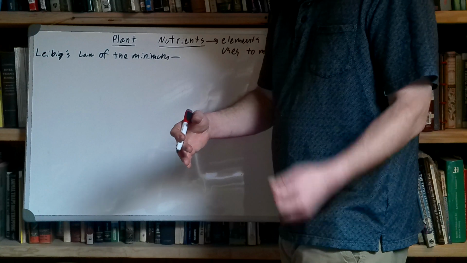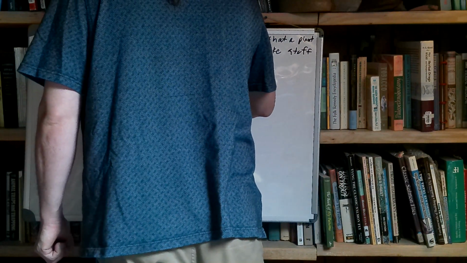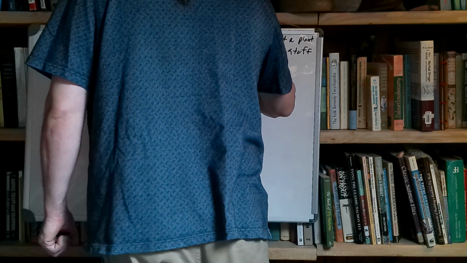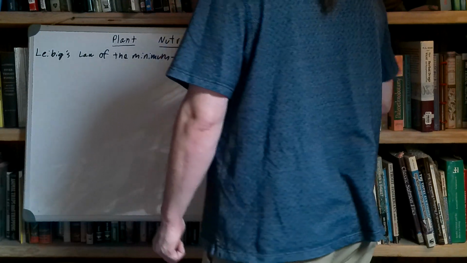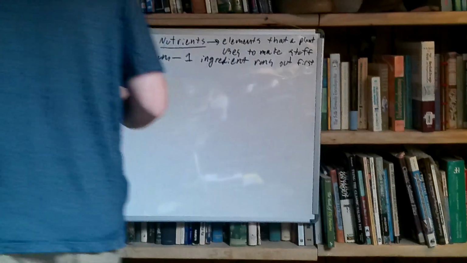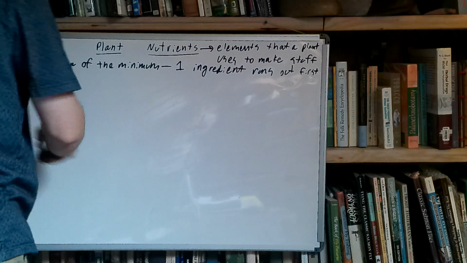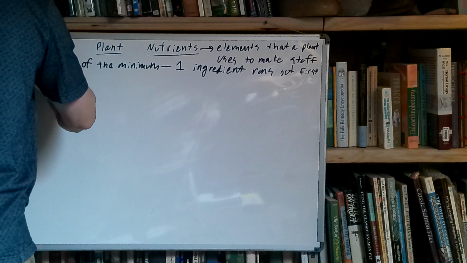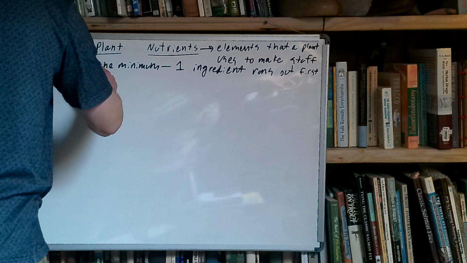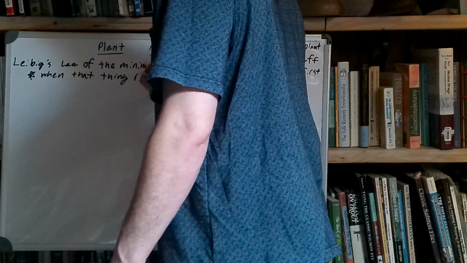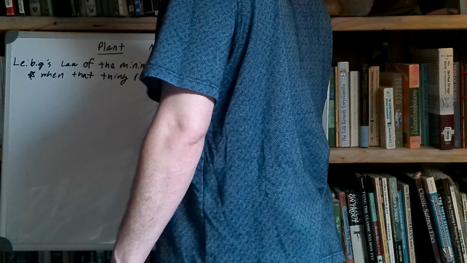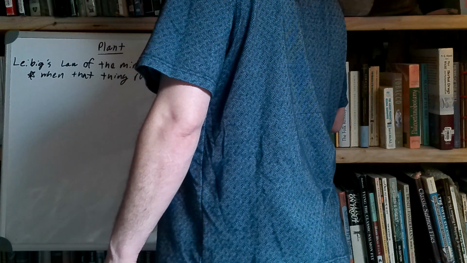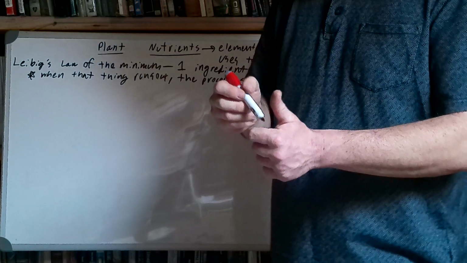Okay? So Liebig's Law of the Minimum is that when you're making something and you have multiple ingredients in that something, one ingredient runs out first. In chemistry, we call that the limiting reagent. But it can be called anything you want. It's just the thing that runs out first. When that thing runs out, the process stops. Okay? One ingredient runs out first, and when that runs out, the process stops.